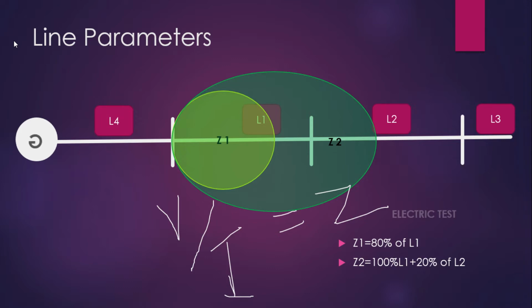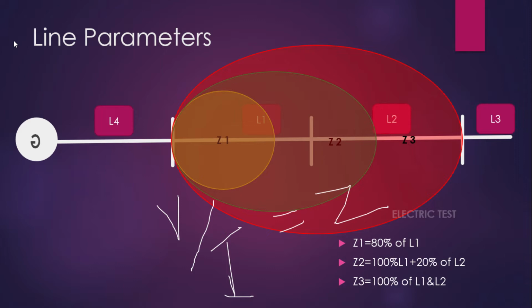If you choose 100% of the line, then it reaches beyond our line. It will detect faults on the next adjacent line also. So we consider 80% of the line, which means it will be within our range. The remaining 20% of the line can be protected by using teleprotection schemes.